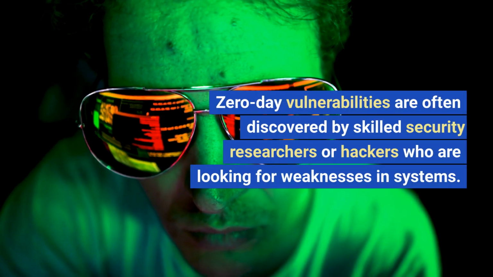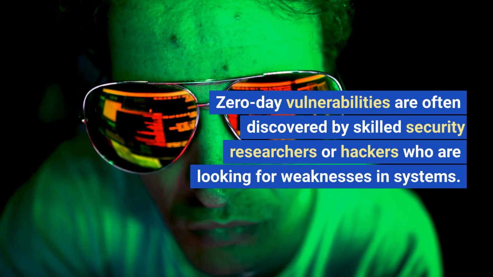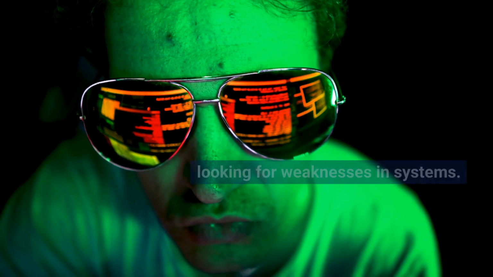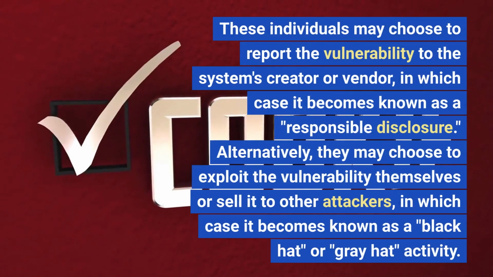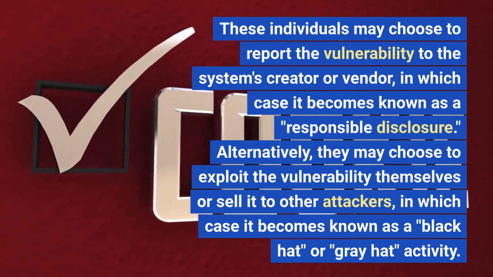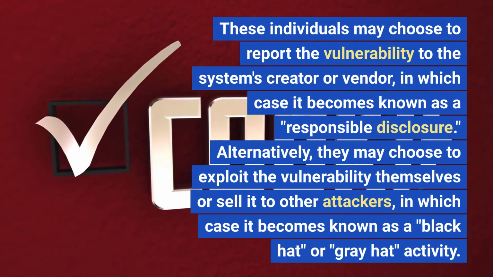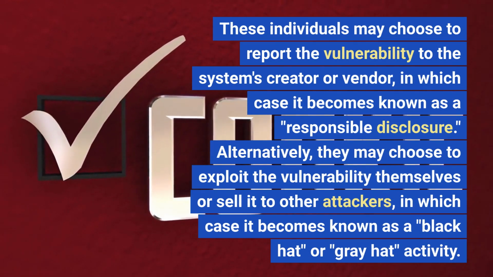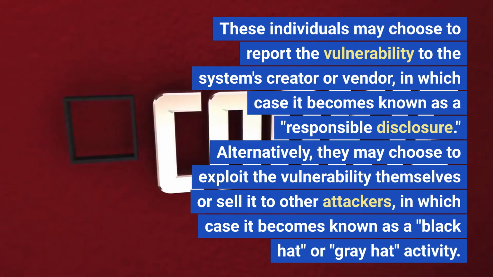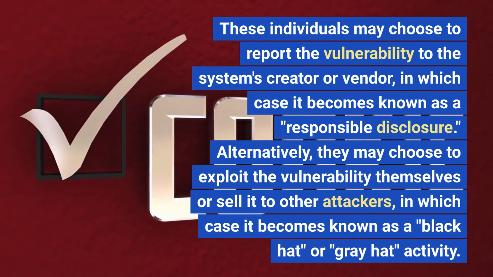Zero-day vulnerabilities are often discovered by skilled security researchers or hackers who are looking for weaknesses in systems. These individuals may choose to report the vulnerability to the system's creator or vendor, in which case it becomes known as a responsible disclosure. Alternatively, they may choose to exploit the vulnerability themselves or sell it to other attackers, in which case it becomes known as a black hat or gray hat activity.